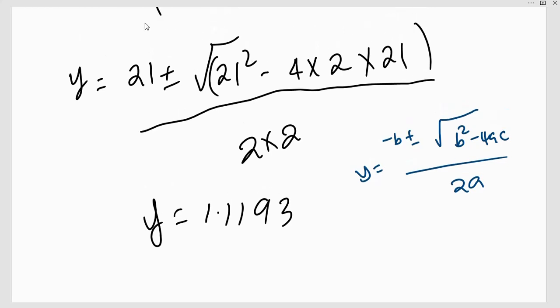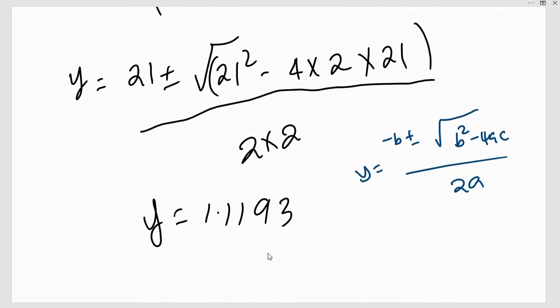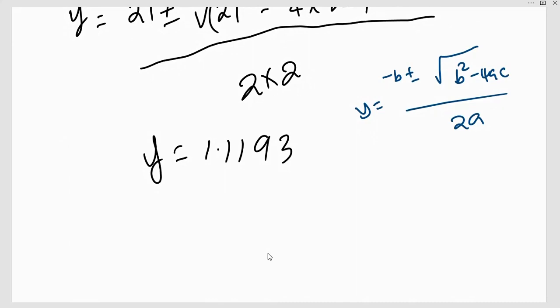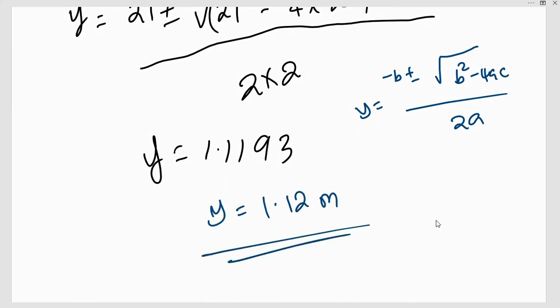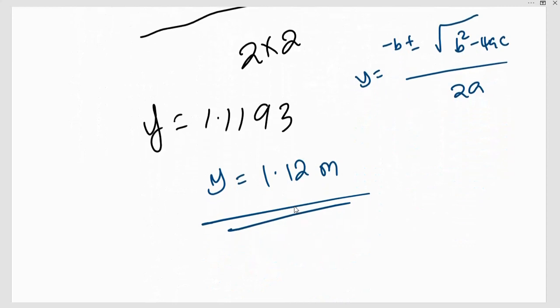Now we know this value, we know this, we know that. So when we substitute in, at the end of the day, we will have a figure that is equivalent to y equal to 1.12 meters. So this is the point of contraflexure, the point where the bending moment curve or bending moment diagram changes sign.